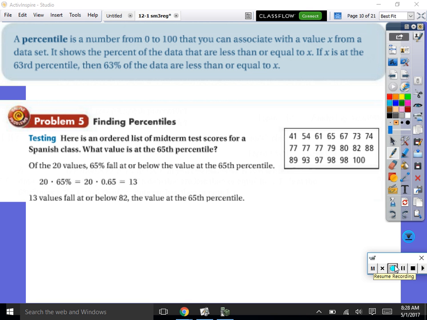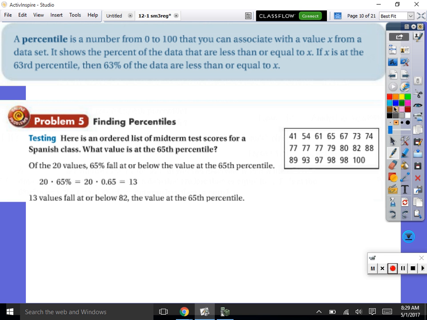But people get confused on what it means. So now we're going to learn the vocabulary word percentile and how to find percentile. So a percentile is literally a percent. Makes sense, right? So it says a percentile is a number from 0 to 100, which makes sense. Aren't percents either 0% up to 100%? So it says a percentile is a number from 0 to 100 that you can associate with a value x from a data set. So for example, it shows the percent of the data that are less than or equal to x. So for example, if x is at the 63rd percentile, then 63% of the data are at that or below that value.